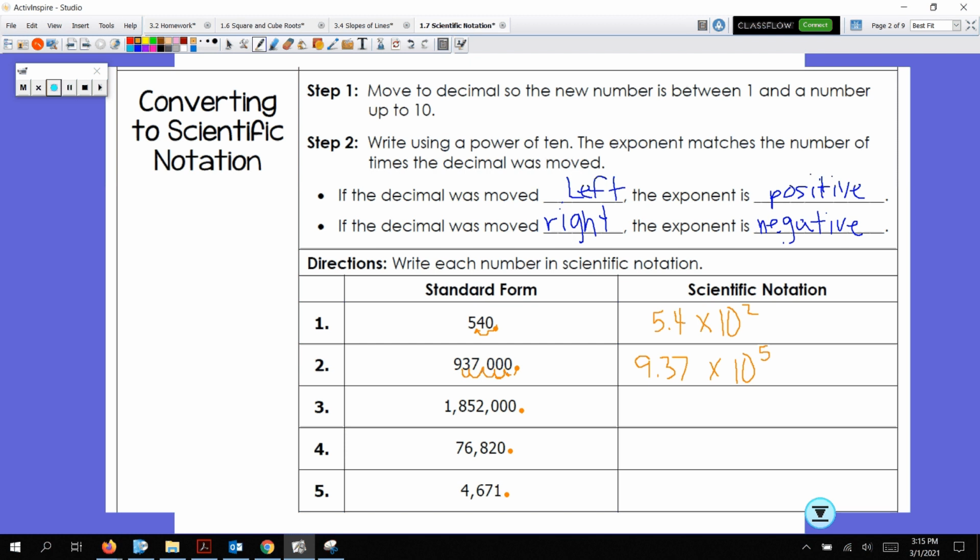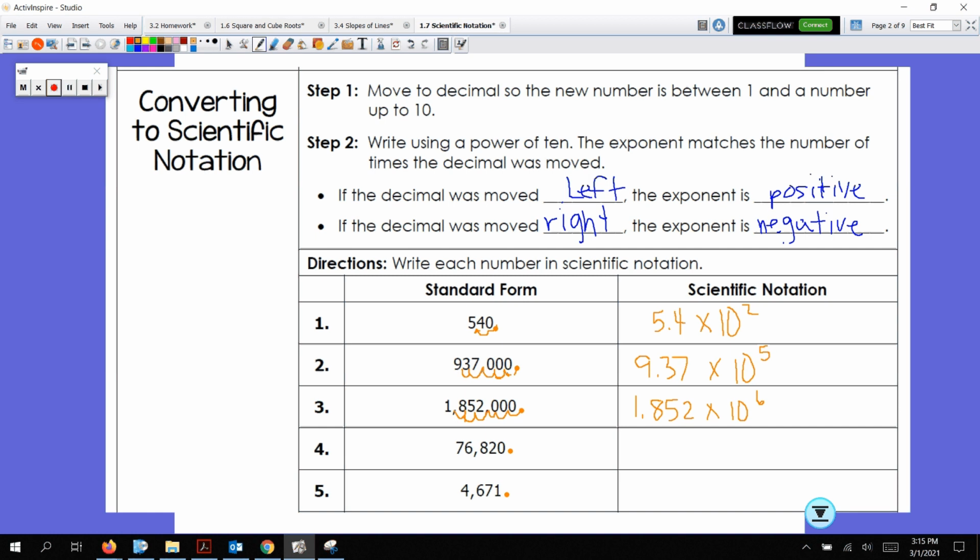All right, now number 3 is even bigger of a number, right? So let's count how many times we move it. 1, 2, 3, 4, 5, 6. Sorry, I have a hard time writing on here. So now we have 1.852 times 10 to the 6th power, because I moved 6 places to the left.